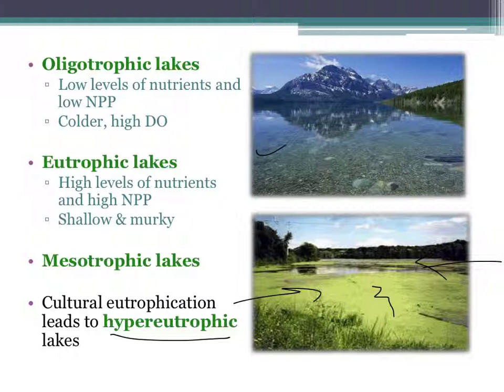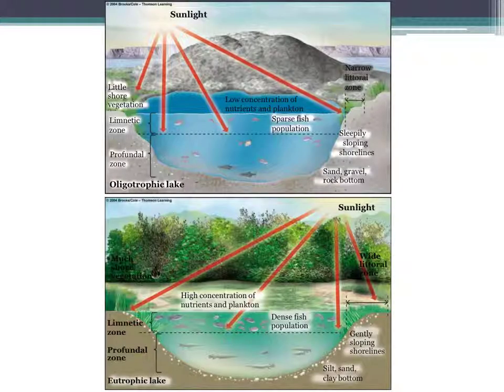Cultural eutrophication, the reason it's called cultural is because we as a culture put those fertilizers into the water. So just another way of looking at oligotrophic versus eutrophic lake. The oligotrophic lake is the top one. Generally very crystal clear around here. Beaver Lake is a good example of that. Neshota lakes are very much like this too.